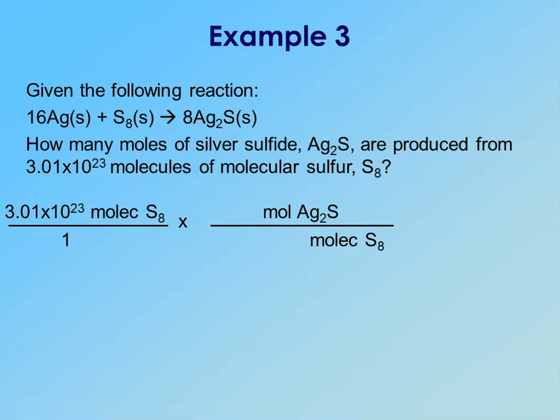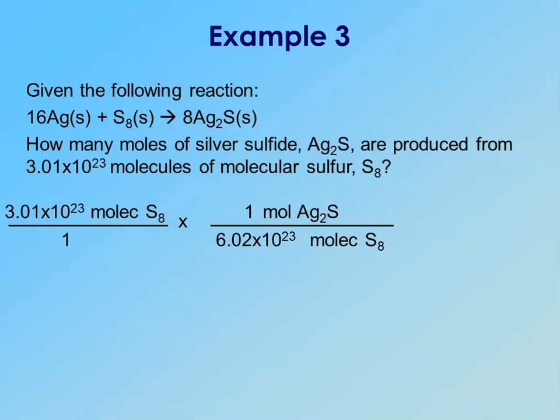We said back with our mole bridge that 1 mole of any substance is going to be equal to Avogadro's number of particles, which molecules is one of those, atoms, ions, molecules, formula units. Avogadro's number is going to go in front of molecules for S8, and because everything's defined in terms of 1 mole, 1's going to go in front of moles of Ag2S. I need to relate Ag2S to S8. All I've taken care of so far are the units, the moles, and the molecules.